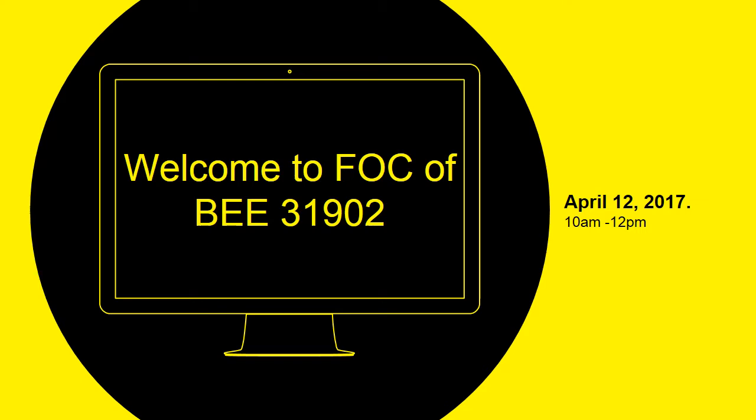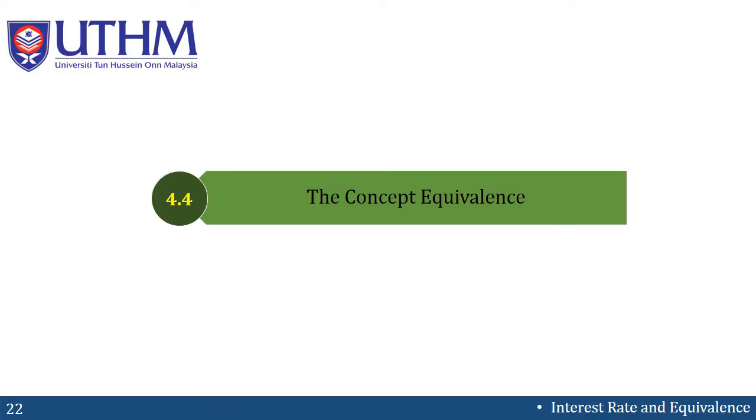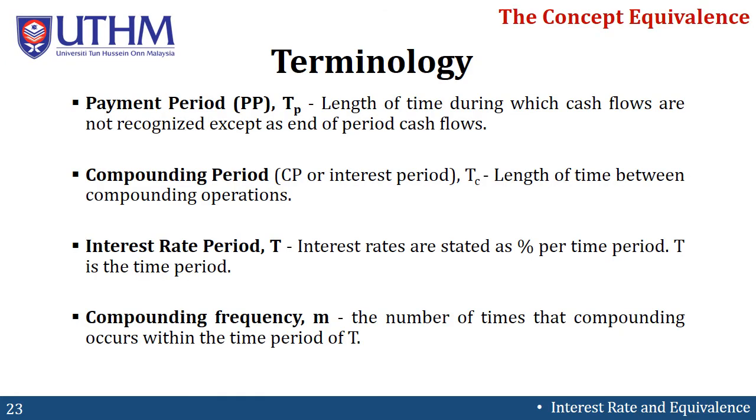As you all know, this week is a free online class, so we will conduct our class today online. We have now reached subtopic 4.4, which is the concept of equivalence. Basically, there are four terminologies that are important for you to understand throughout this chapter. The terminologies are payment period, compounding period, interest rate period, and compounding frequency.